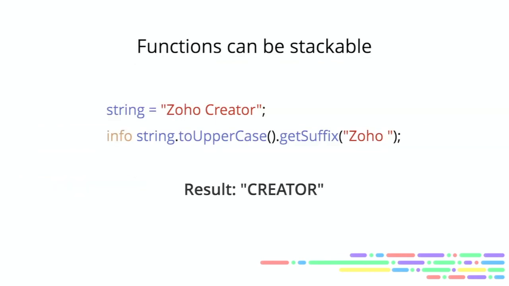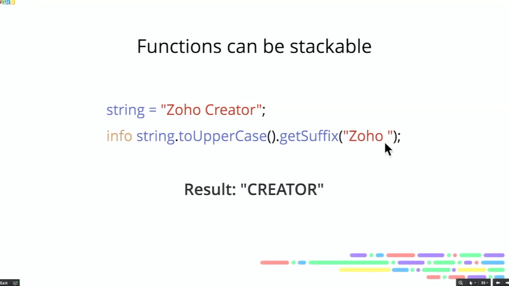So functions can be stackable. This is also a super important concept. Basically, what we can do is put it all in one line. Normally, you would have two lines: string.toUppercase, and then you reassign the string that has now been put into uppercase, then you get the suffix of it. So in this case, you've put it to uppercase, so everything is uppercase, and then you get the suffix of Zoho, so it goes sequential.